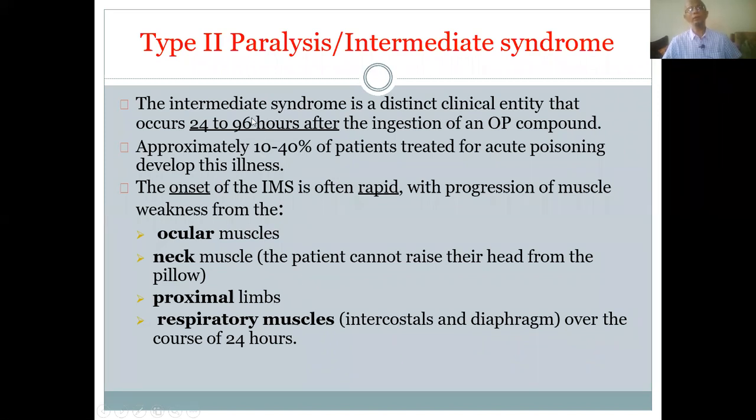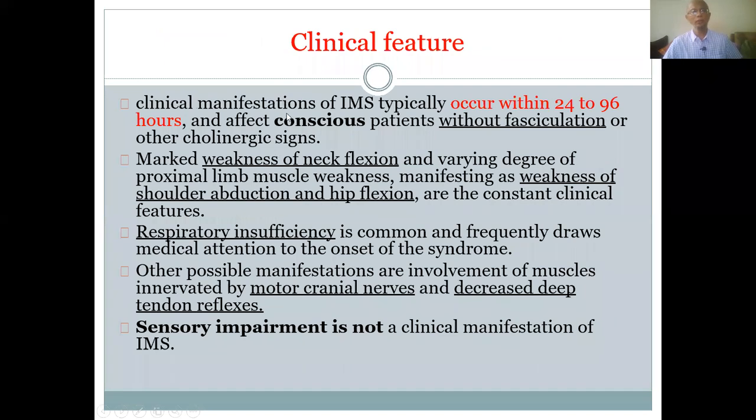So when you are seeing that this patient cannot open the eye, cannot raise his head from the pillow, cannot even raise the upper limbs, and there is also difficulty in respiration, then you have to suspect. If it crosses 1 to 4 days, then you have to suspect patient may suffer from intermediate syndrome.